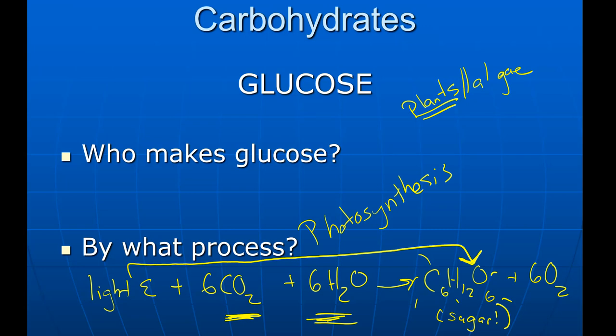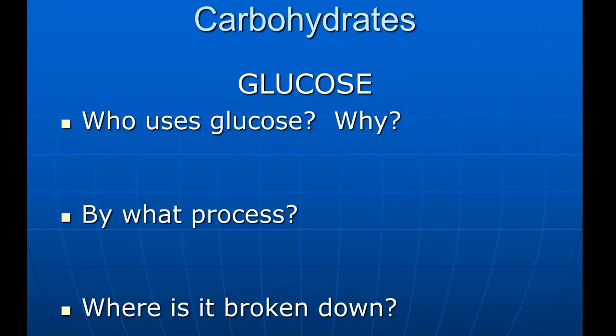Kroger's and Meijer does not make sugar. Plants and other photosynthetic organisms make sugar by the process of photosynthesis. Hopefully you knew that, but let's go a little bit further. Who uses glucose and why? Usually people say, we use glucose. Yes, all animals use glucose. Why do all animals consume glucose? For energy.